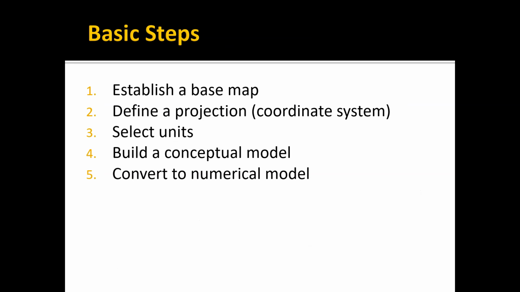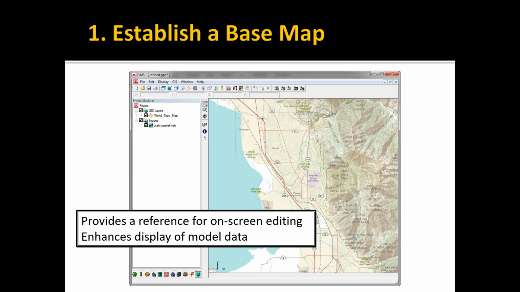The conceptual model approach consists of 5 basic steps, each of which we will discuss now in detail. We build a base map, define a projection, select our units. Those first 3 are pretty trivial. And then build the conceptual model, which is where most of our work takes place, and then convert that to our grid-based numerical model.